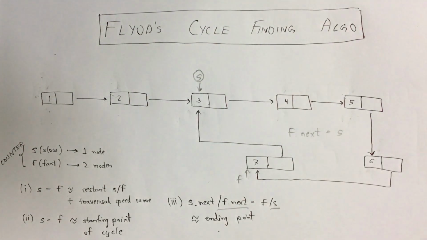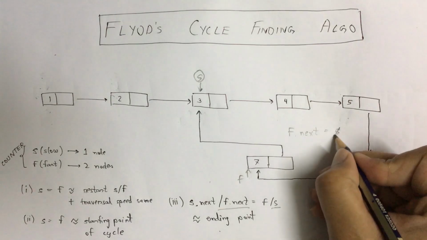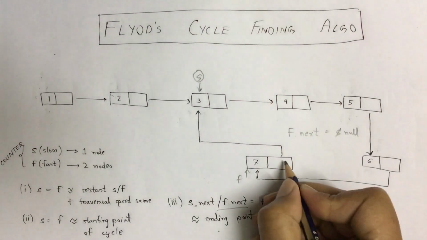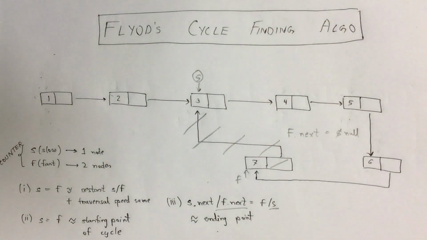So what you're basically going to do now is s.next equals null. This is going to remove this link, and now you're no longer going to have a cycle in your linked list. So that was a quick simulation of how Floyd's cycle finding algorithm works.